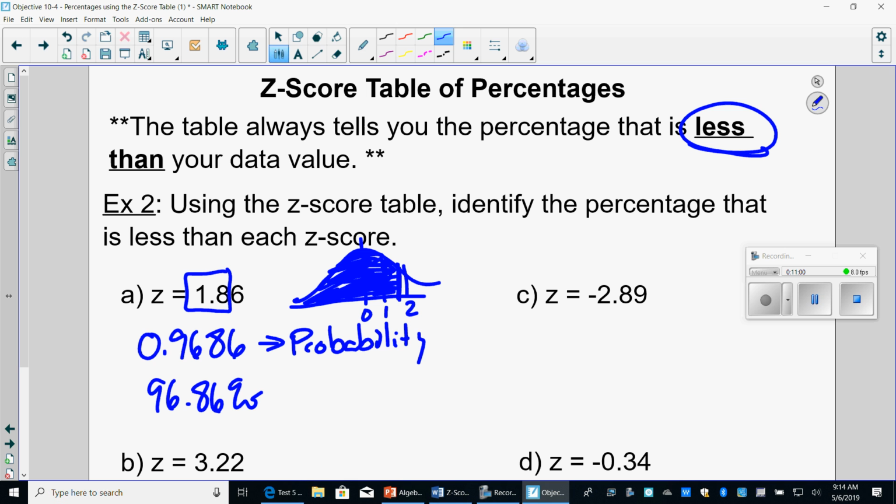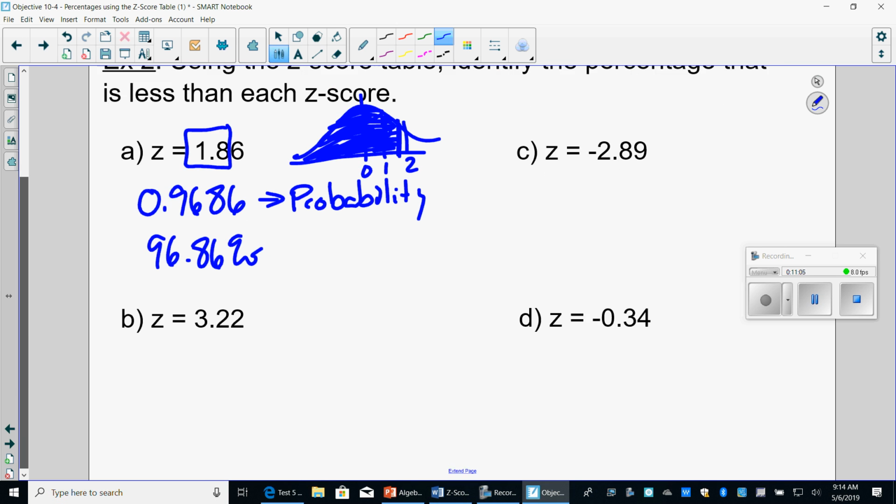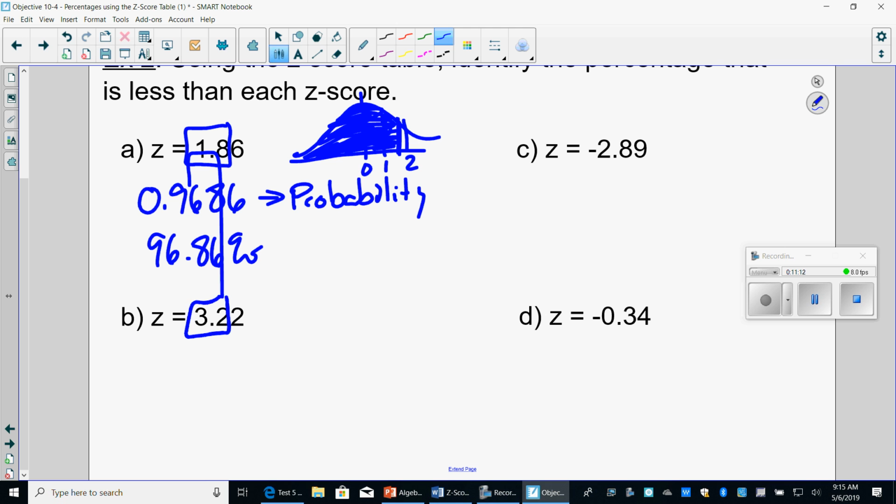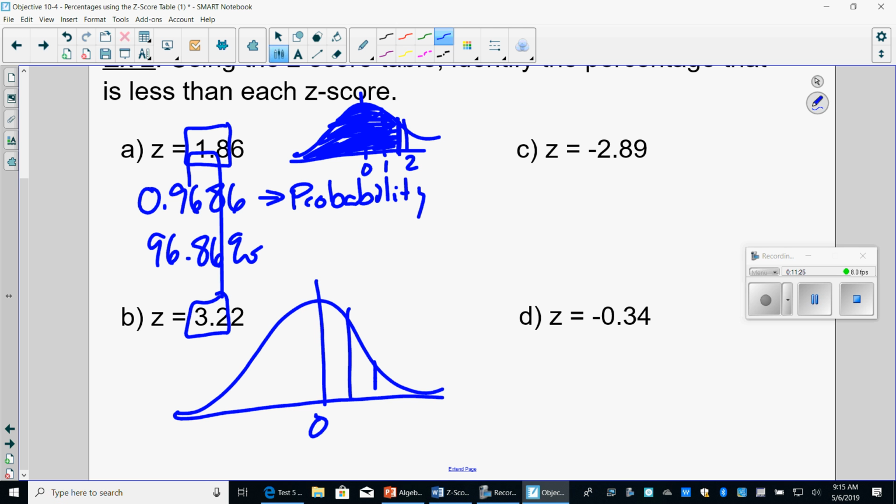Okay. All right, let's go to part B, 3.22. So if I go down to 3.2 and I go across the top to 0.02. So let's think about this. 0, 1, 2, 3. 1, 2, 3. So if I marked 3.22, it would be way out here. What would we consider 3.22? Like if that was actually my z-score, what would I be?